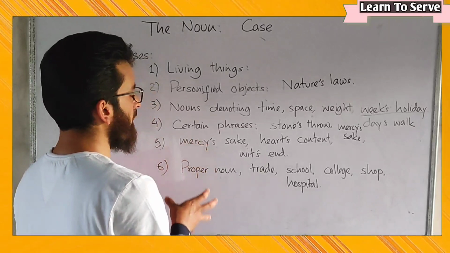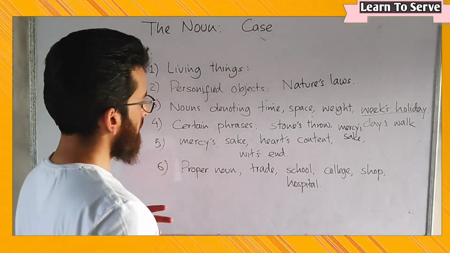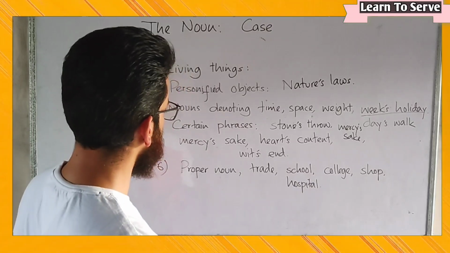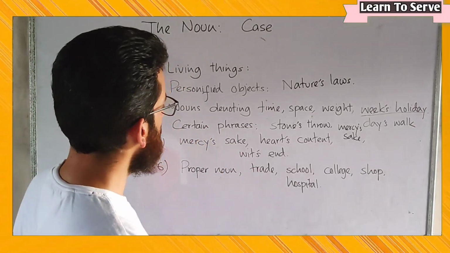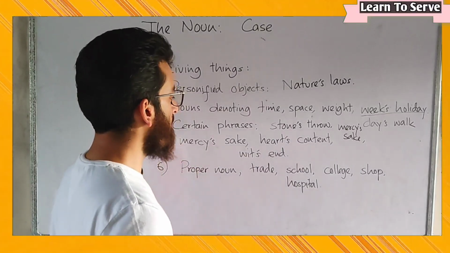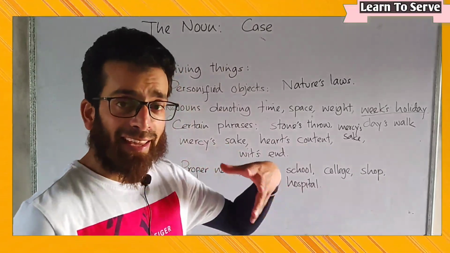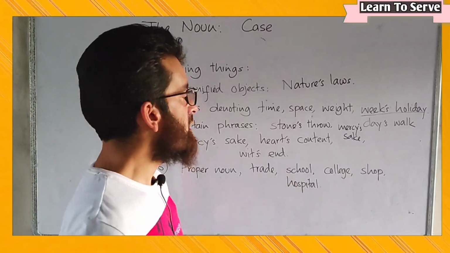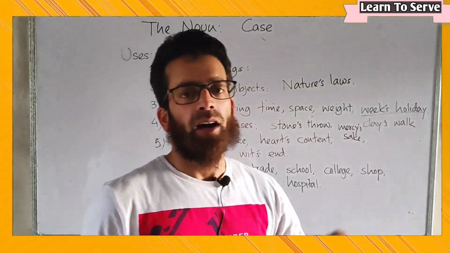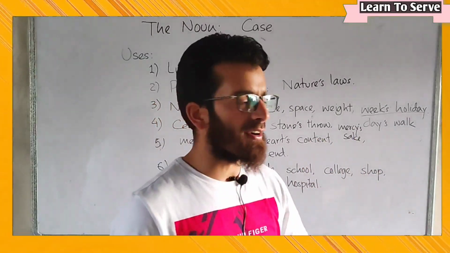So, similarly, fifth point is, as I told you, certain phrases can use apostrophe s. For example, mercy's sake, heart's content, wit's end, stone's throw, etc.